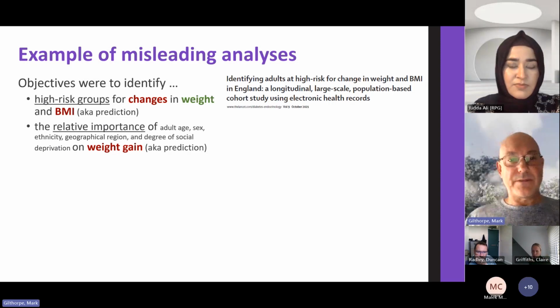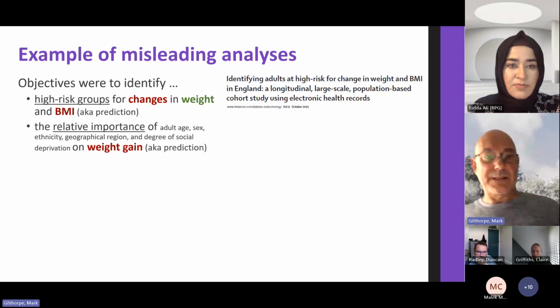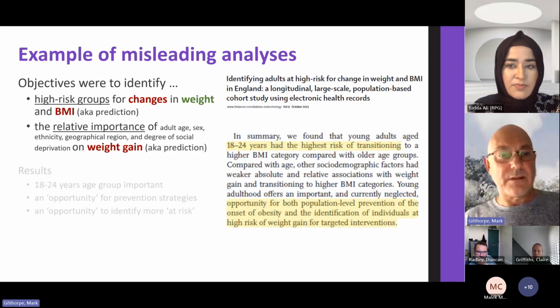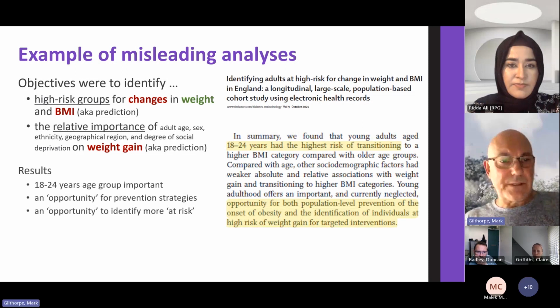So there's no relevance to actually looking at the coefficients estimated in any of those covariates because they're meaningless. And what were the results of this study? Well, 18 to 24 years had the highest risk of transition. Again, interesting.